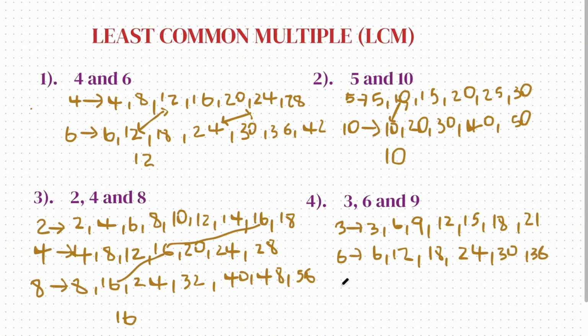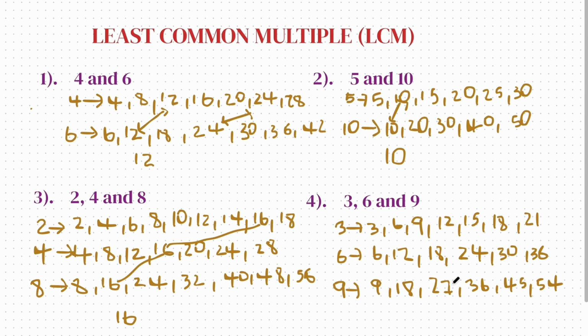Let's list the multiples of 9. So for 9 we have 9, 18, 27, 36, 45, 54, and we'll stop at 54.